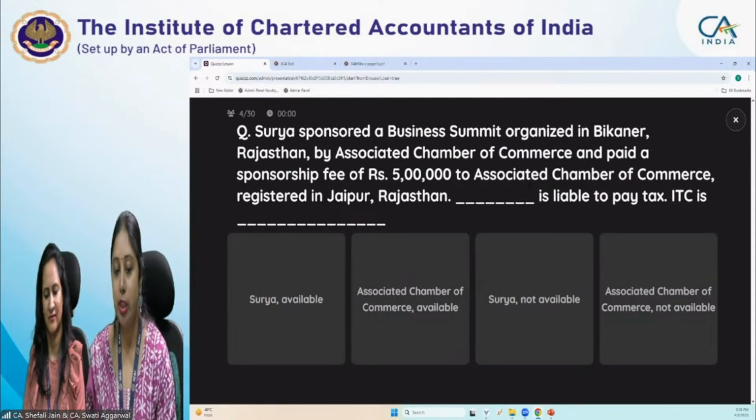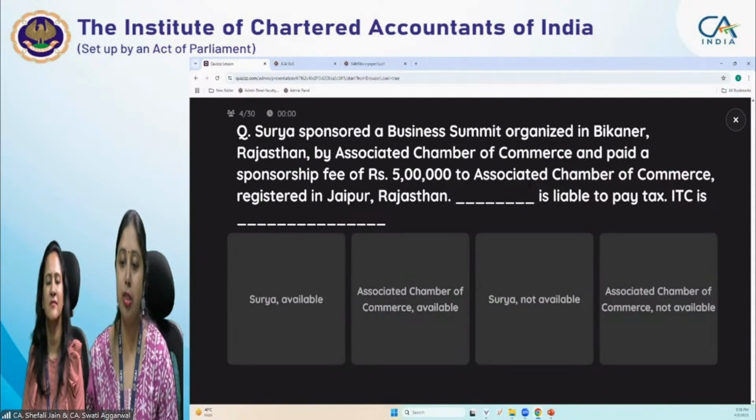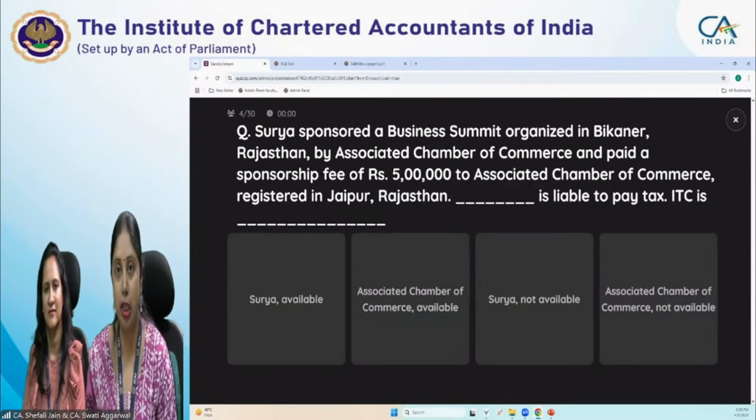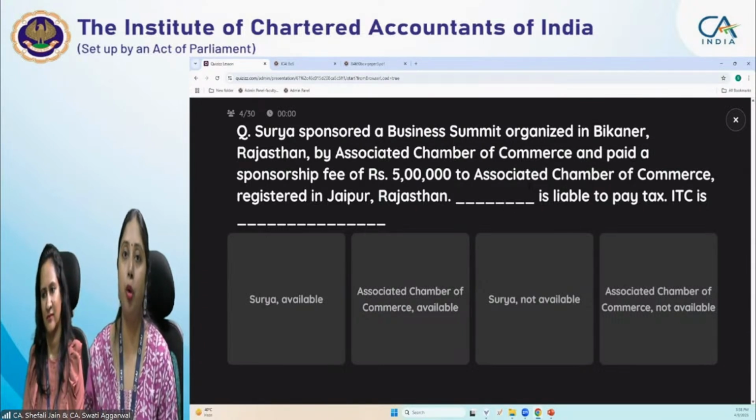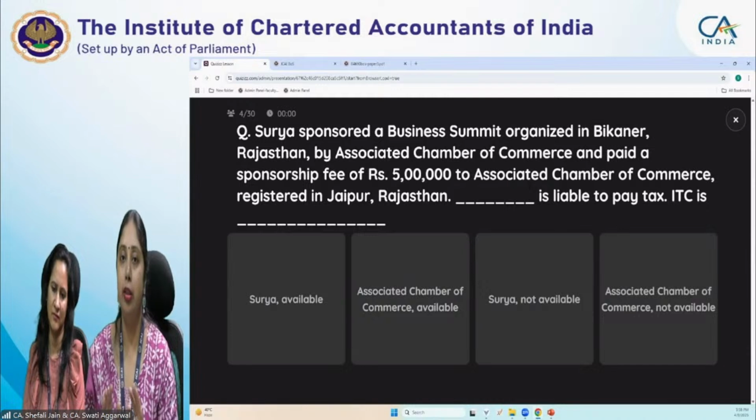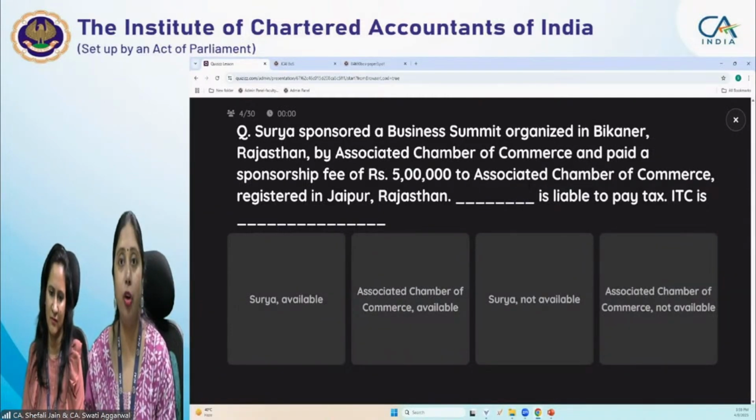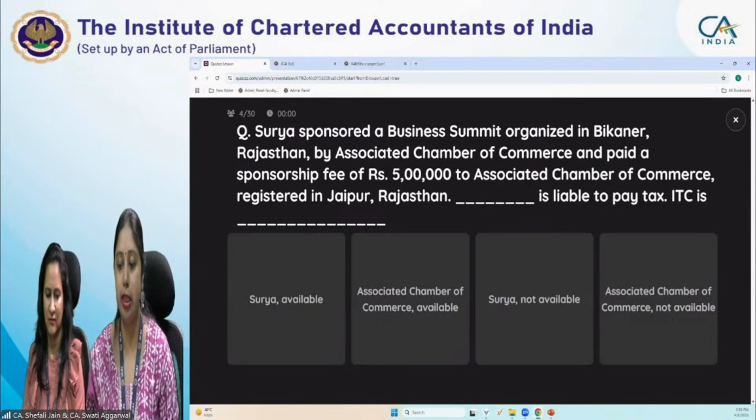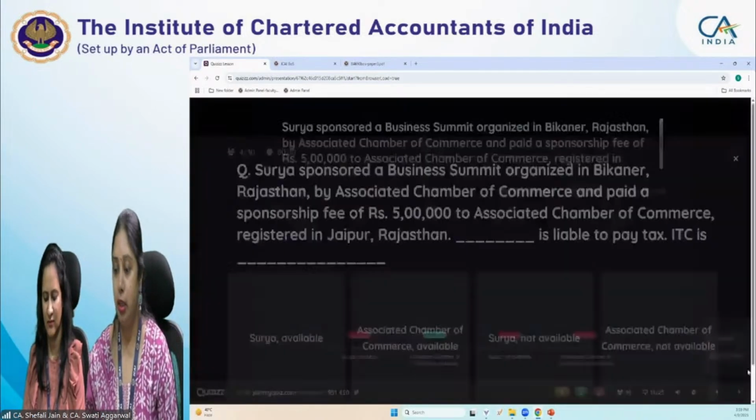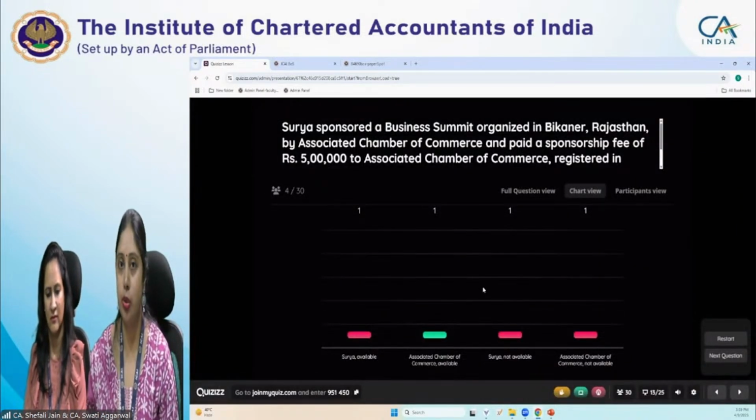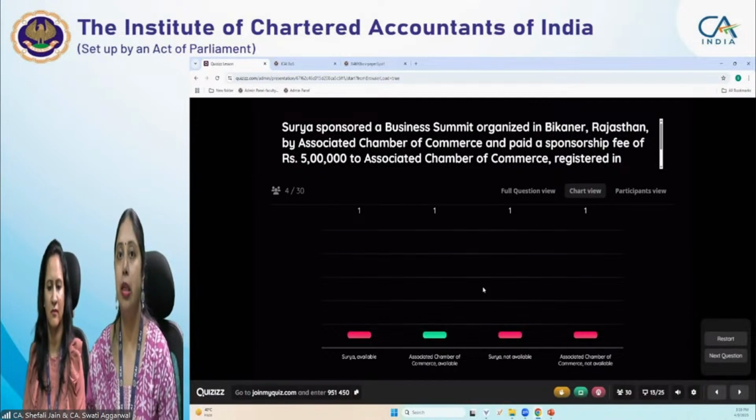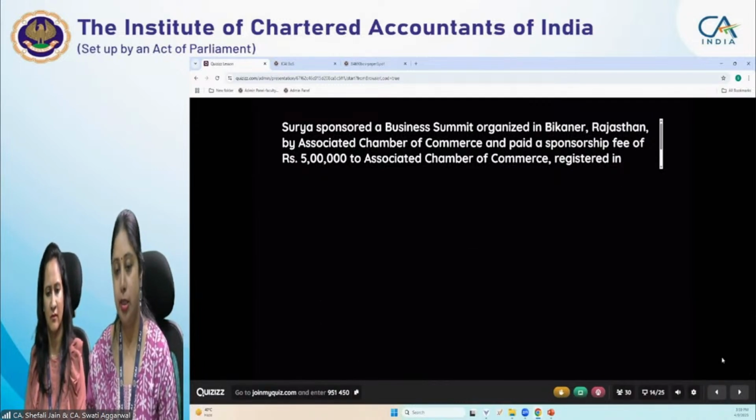Second question was whether ITC is available or not. Now, these services are being received by Surya in course of furtherance of business, because when he is sponsoring an event, his business will also get propagated. So, therefore, ITC is available. There is no such block or hindrance for availing credit in this case. ITC is not blocked on sponsorship services and therefore ITC is available. That is why the correct option is option B, that is Associated Chamber of Commerce will pay tax, ITC will be available. Let's come to the next question.